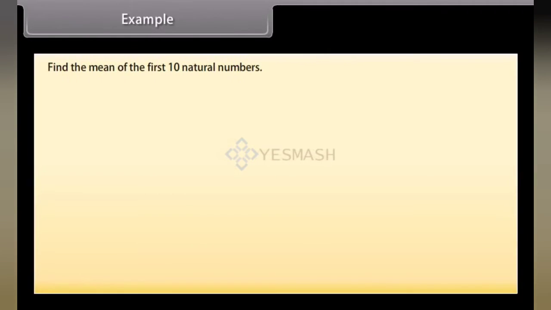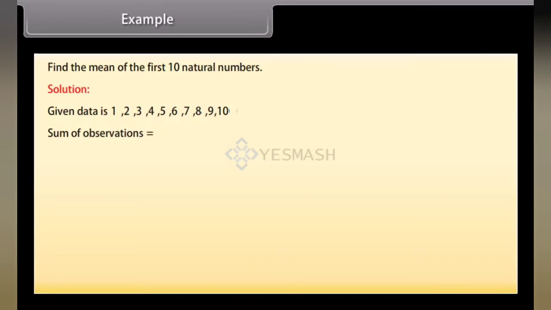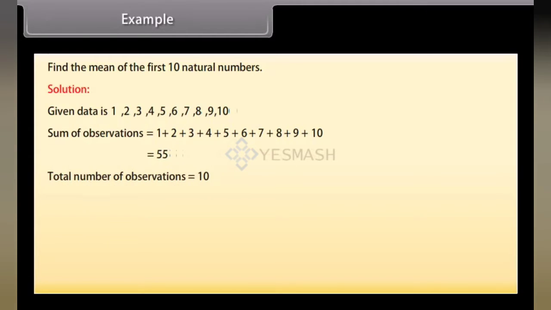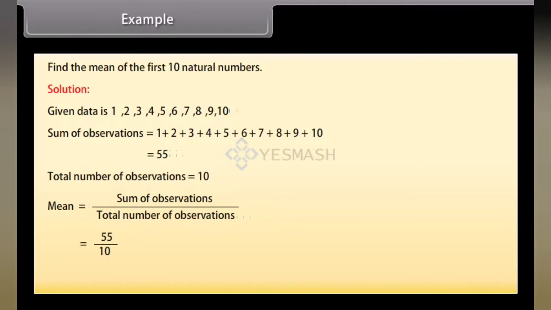Example. Find the mean of the first 10 natural numbers. Solution. Given data is 1, 2, 3, 4, 5, 6, 7, 8, 9, 10. Sum of observations is equal to 1 + 2 + 3 + 4 + 5 + 6 + 7 + 8 + 9 + 10 equals 55. Total number of observations equals 10. Mean is equal to sum of observations by total number of observations, equals 55 by 10, equals 5.5.